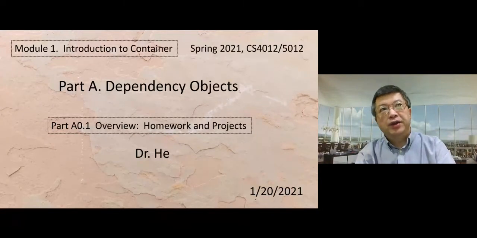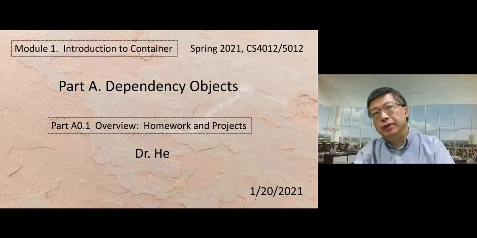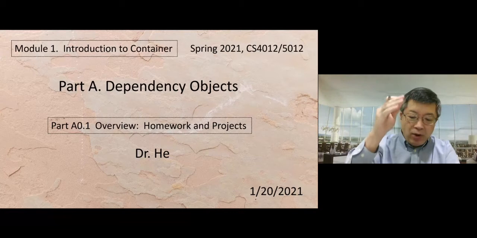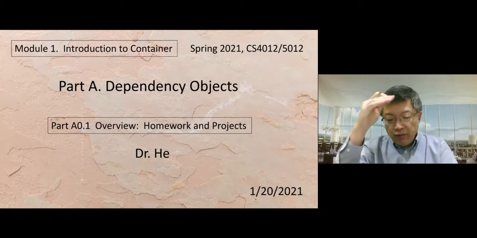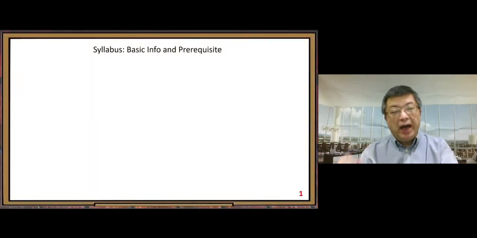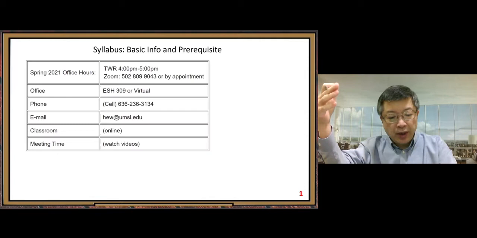At this point, I think you have seen the syllabus. But I need to explain a lot of things. All right, the first one, Part A 0.1, Overview, Homework and Projects. First, I'd like to explain the basic information and the prerequisite.